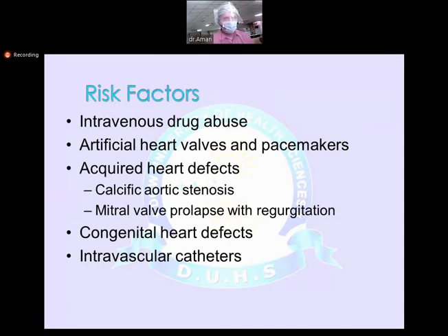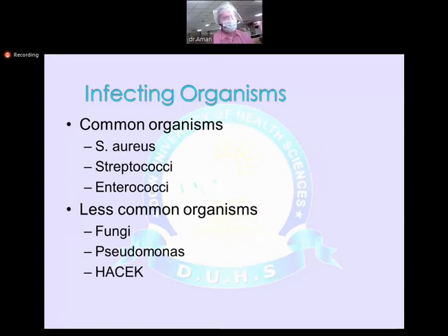The risk factors are IV drug abuse, artificial heart valves and pacemakers, acquired heart defects like calcified aortic stenosis and mitral valve prolapse with regurgitation, congenital heart defects, and IV catheters and prolonged IV central lines, which can cause infective endocarditis. We should know the organisms which cause it: Staph aureus, streptococci, enterococci, and rarely fungal, Pseudomonas and HACEK group gram-negative organisms, which mostly affect the heart valves.